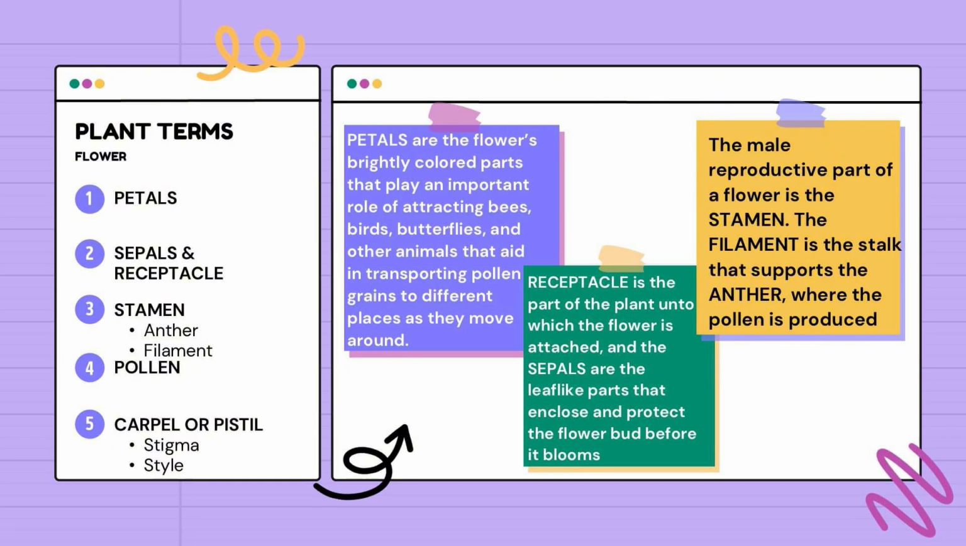So, that is the petals. Next is the receptacle. When we say receptacle, it is a part of the plant which the flower is attached. And the sepals are the leaf-like parts that enclose and protect the flower bud before it blooms. Okay, so nakakita ka na ba ng bulaklak? Oo naman, nakakita ka na. Doon sa ilalim ng bulaklak, parang may dahon-dahon, tama?